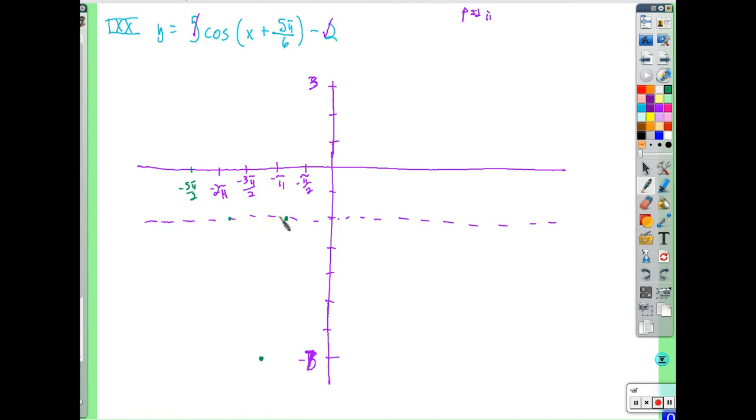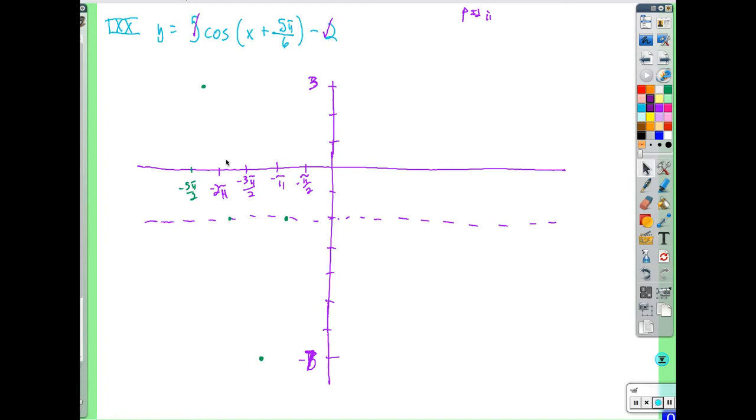There would normally be a point right here at pi on the midline. We moved it over 5 pi over 6. Then next we would have a point right above here, above 3 pi over 2 at its maximum, but we're going to move it to the left 5 pi over 6. We're going to move this to the left 1, 2, 3, 4, 5 pi over 6. So right around there. All right.